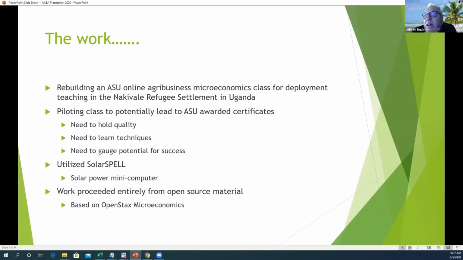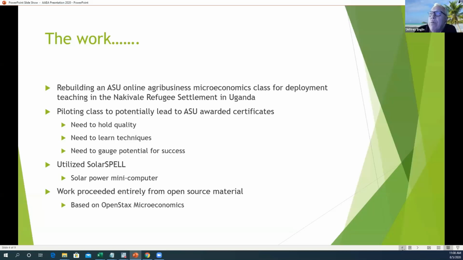Everything that we did proceeded entirely from open source material. We worked with a major publisher who handles my class here at ASU, and they just weren't comfortable with having all their proprietary stuff, their PowerPoints, their study guides, out in the wild in a developing country in a refugee camp. So I did all of my work based on the OpenStax microeconomics, which was fantastic. I did not have to compromise on anything because I used OpenStax.